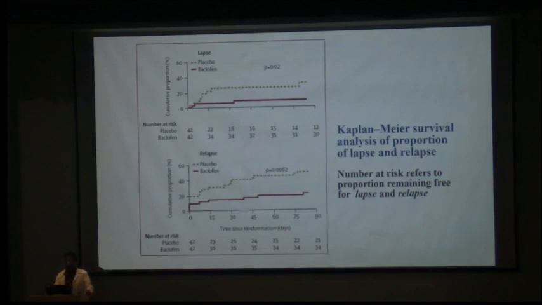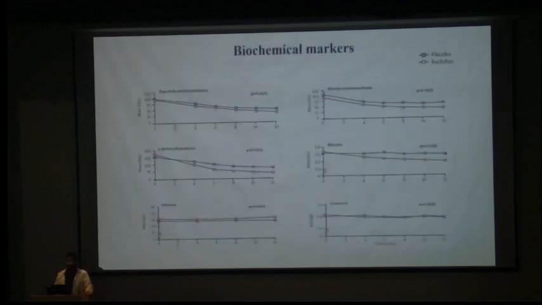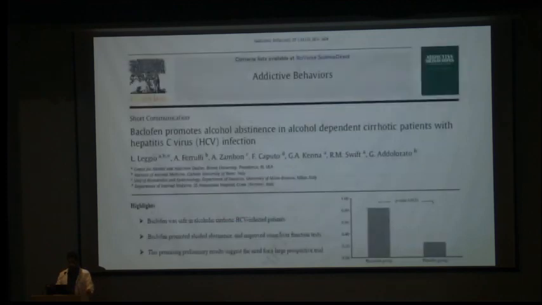Then, in the Kaplan-Meier survival analysis, the lapse and relapse were better in baclofen as compared to placebo. Even the biochemical markers over 12 weeks reduced, like AST, ALT, GGT, bilirubin, and even creatinine. They found that the baclofen arm was better.